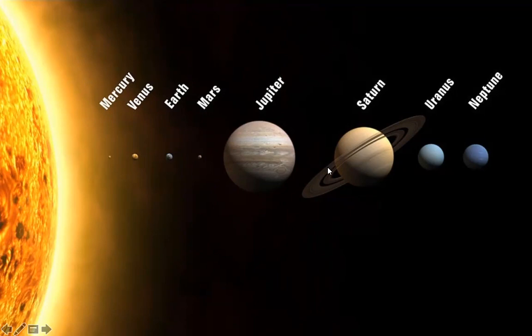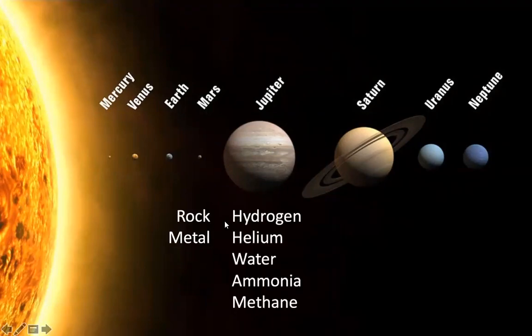These types of planets differ in chemical composition, with inner planets being made of rock and metal, and outer planets of hydrogen, helium, water, ammonia, and methane. The key takeaway from this is the link between these three properties: location, size, and chemical composition.